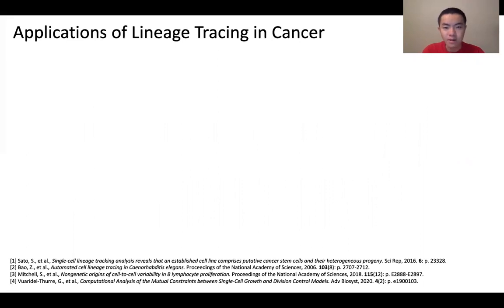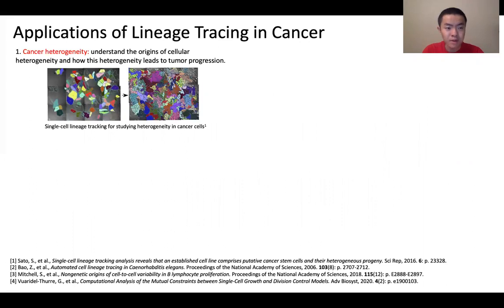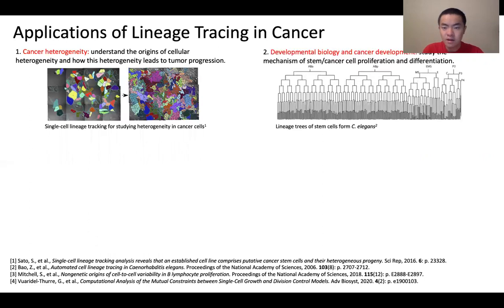So why is that important in cancer? It is important for cancer heterogeneity, which can help us understand the origins of cancer heterogeneity and how this heterogeneity leads to tumor progression. It can also help us understand cancer development with developmental biology, where when we trace the lineages of the cells, it can tell us the development of stem cells, cancer stem cells.